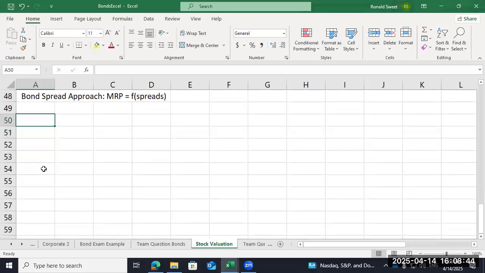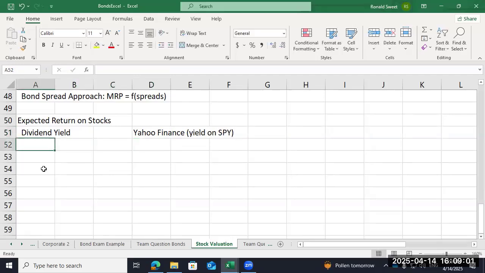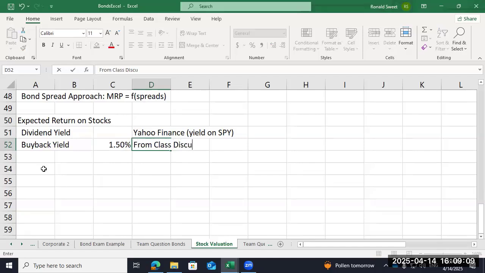So how do we get the expected return on stocks? We need a dividend yield. Get that from Yahoo Finance, the yield on SPY. Do the buyback yield. I'm just telling you that's 1.5%. That gives us the yield.